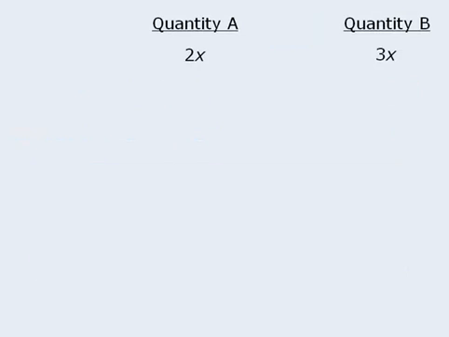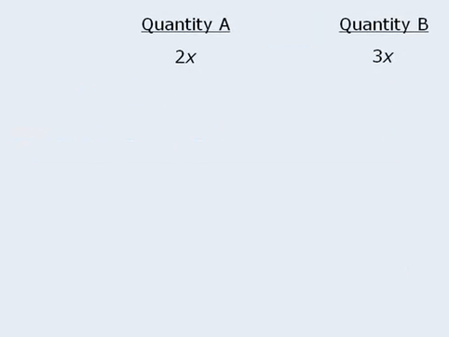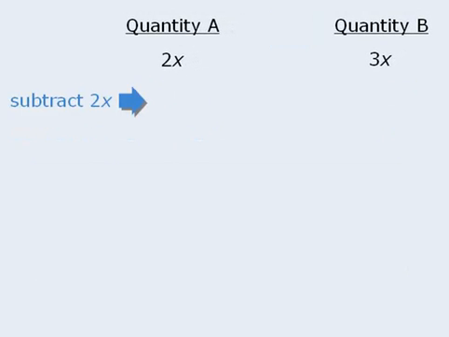Alright, so if we're not allowed to divide both quantities by x here, how can we solve this question? Well, the quickest way is to subtract 2x from both quantities, and when we do so, we get the following. At this point, we're comparing x with 0. Well, since x could be less than 0, or greater than 0, or even equal to 0, the answer here must be D.